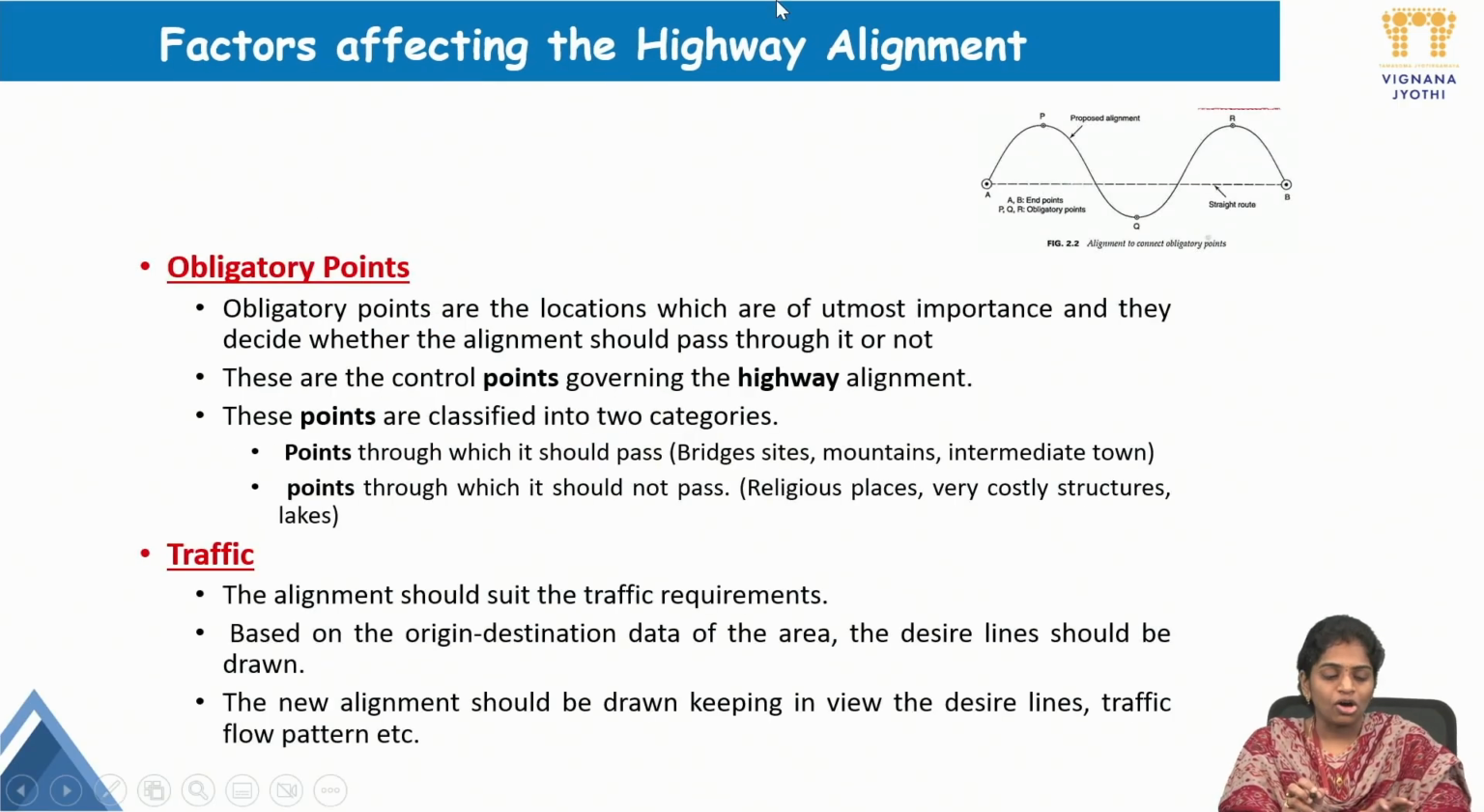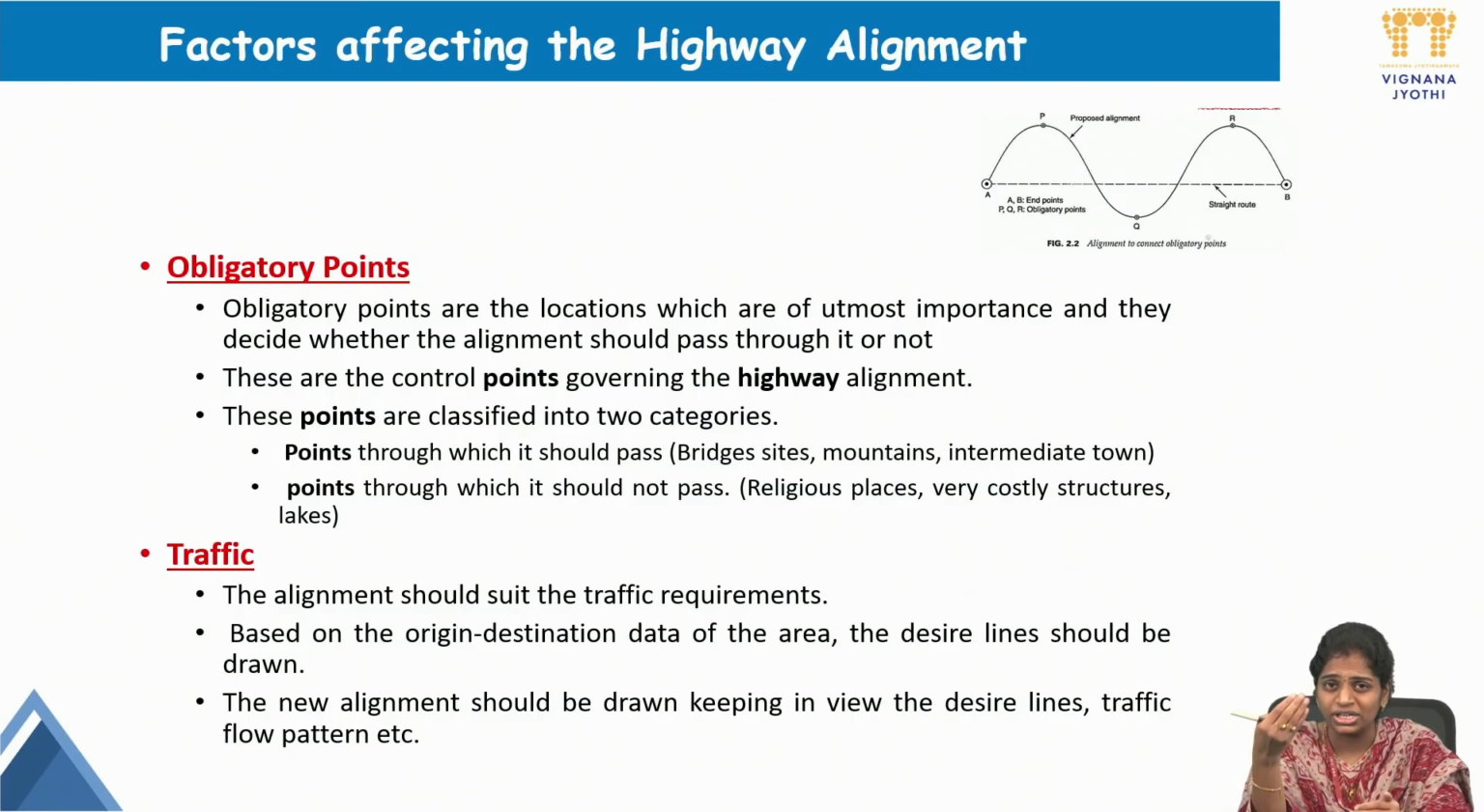Next, what are the obligatory points? Each of them we'll see. Obligatory points are the locations which are of utmost importance and decide whether the alignment should pass through it or not. See, in general, there are some points where the road construction should pass. There are some points where the road construction should not pass. We cannot divert the road construction sometimes, or we cannot remove some monuments and construct our road in that path, right? So these are the control points governing the highway alignment.